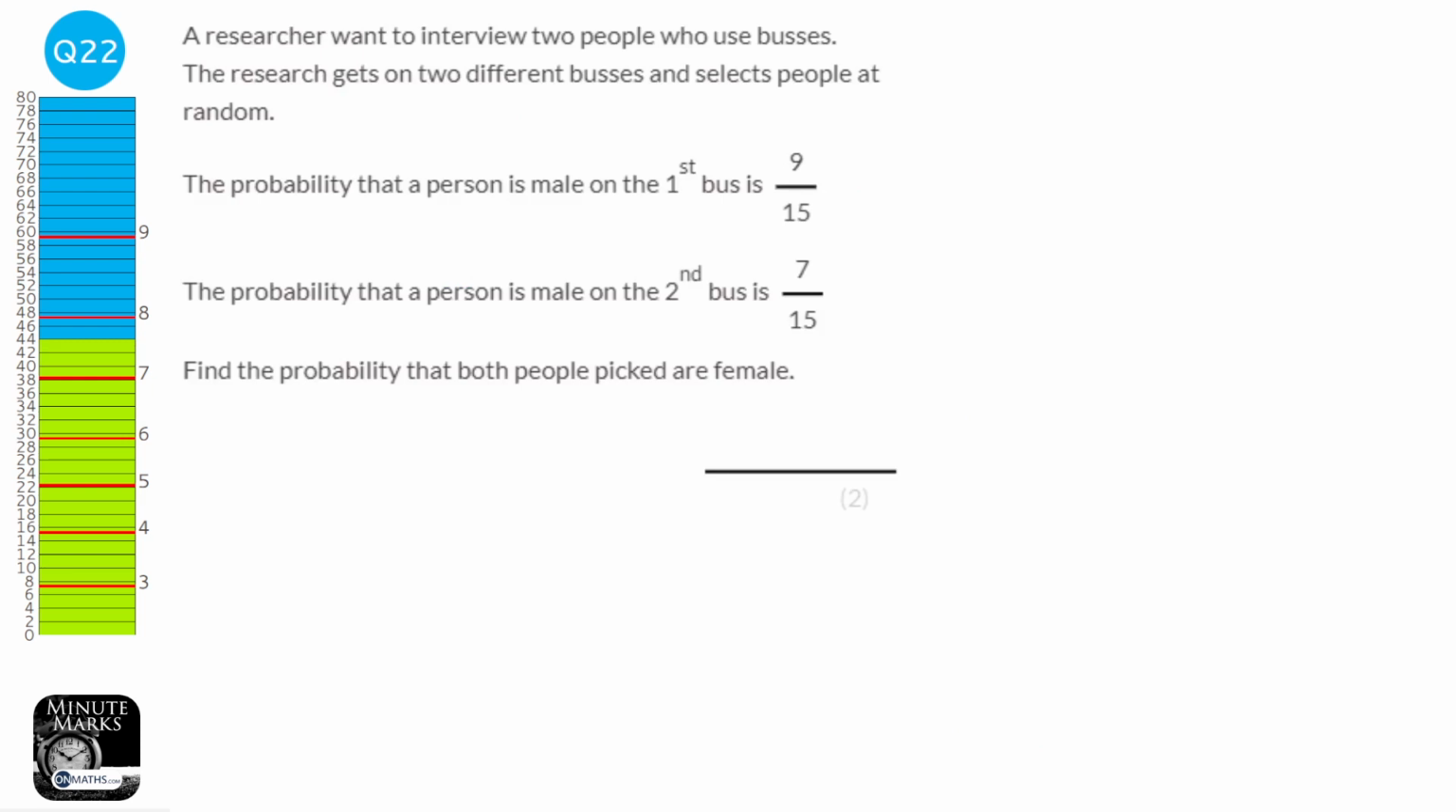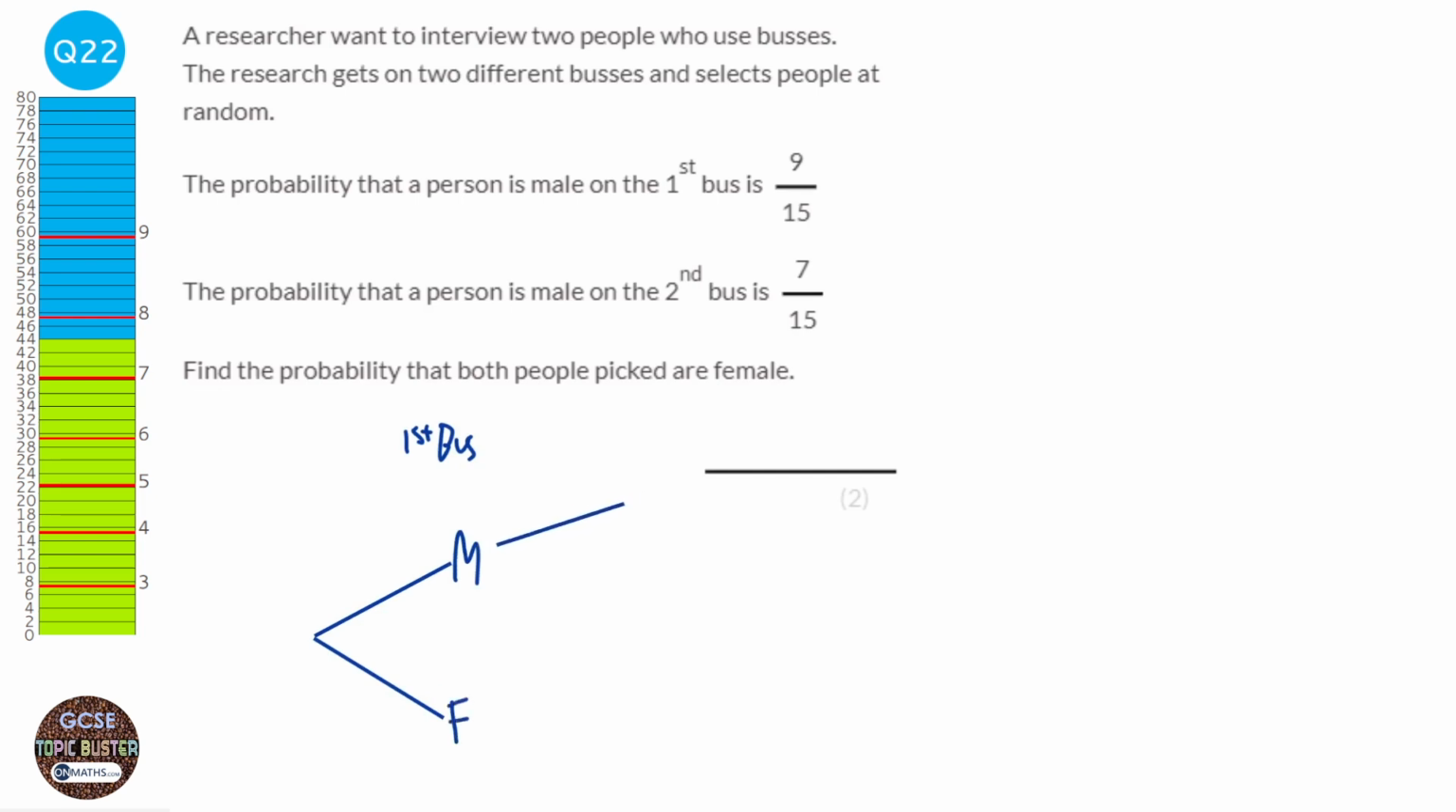There are a few different ways you could answer this question. I'm going to do it with a tree diagram, but you didn't need to draw a tree diagram to answer this question. So we've got our first tree, which is our first bus. And the choices are male and female. And we've got our second kind of branch, I suppose. And it's still male and female.